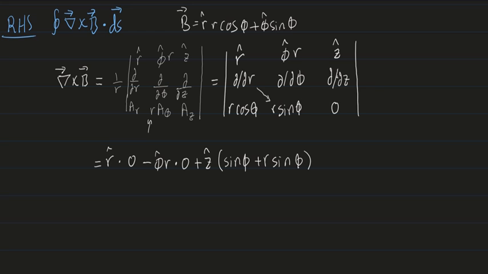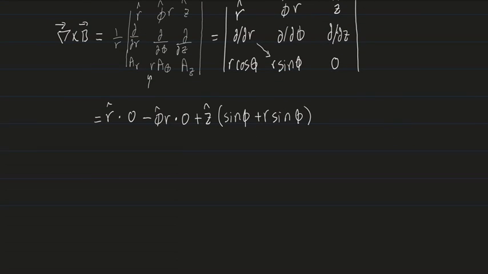Okay, now I calculate the integration, the surface integration. But to do this, I need to find ds. What is ds that I should use? So I need to calculate the surface integration of the curl, and this is dot ds vector.